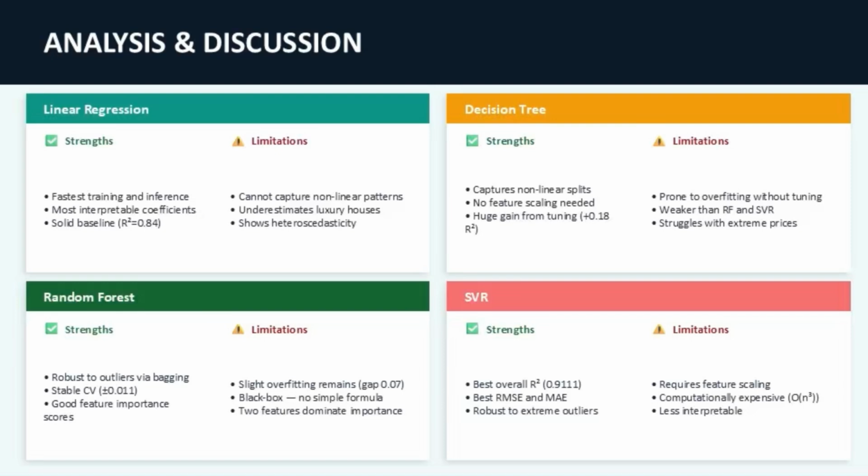Finally, support vector regression performed the best overall. It achieved the highest R-squared score and lowest RMSE, meaning it produced the most accurate predictions. It is especially good at handling nonlinear relationships and outliers. However, it requires feature scaling and is computationally more expensive. So each model has its strengths, but SVR stands out as the best performer in this case.